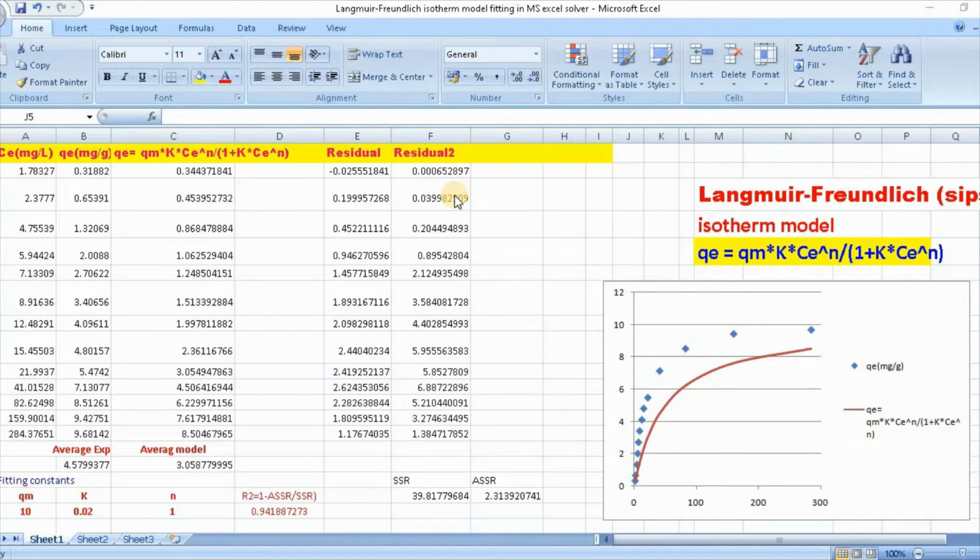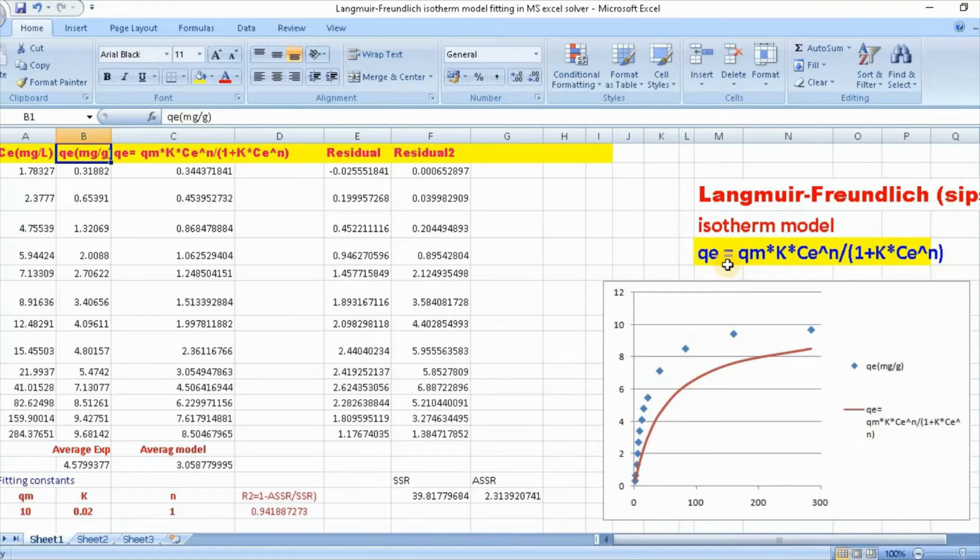In my past video, I showed how to fit the Langmuir-Freundlich isotherm or SIPS isotherm model using Origin Pro. This video has attracted notable attention from the scientific community. Therefore, in this video, I would like to show you how to fit the Langmuir-Freundlich or SIPS isotherm model using Microsoft Excel Solver. Initially, I have taken data for equilibrium concentration and amount adsorbed at equilibrium.